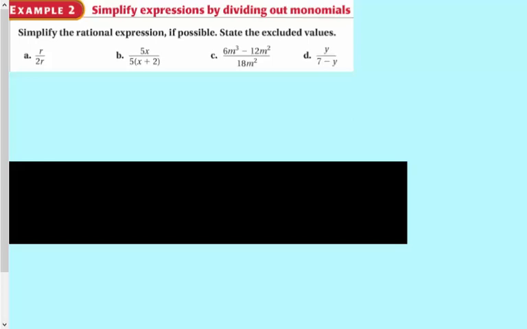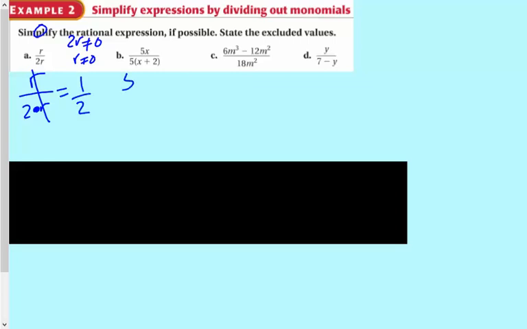Alright, and it says state the excluded values, so I'm going to put the excluded values up on top. So 0 would be my excluded value for this one because 2r cannot be equal to 0, so r can't be equal to 0. Alright, r divided by 2 times r. So always separate your terms with a dot for this. Going to reduce those. My answer is 1 over 2.